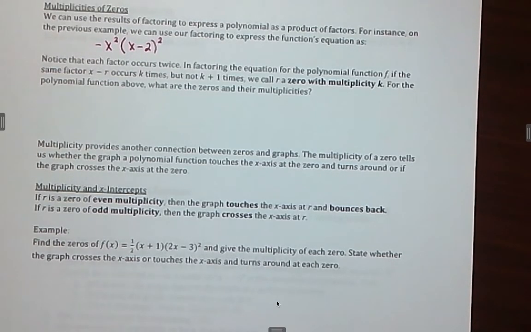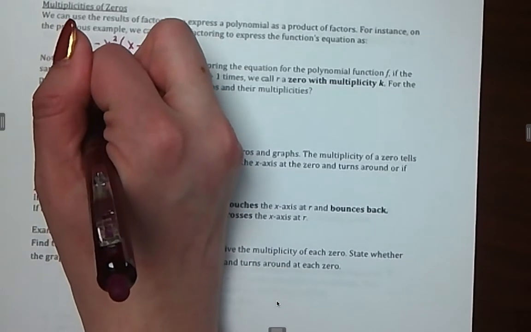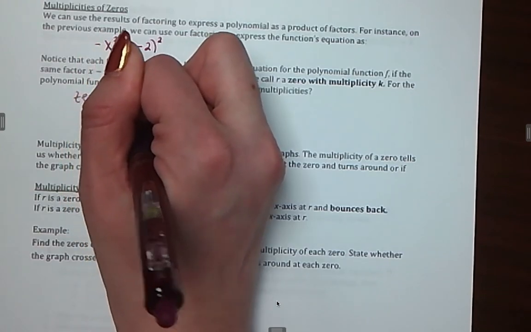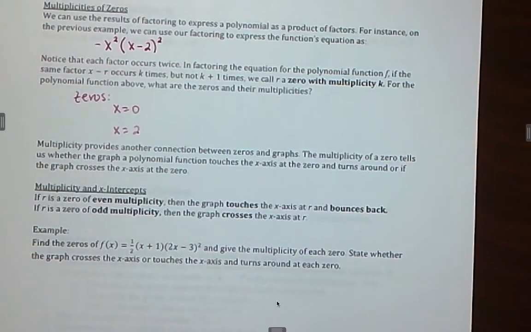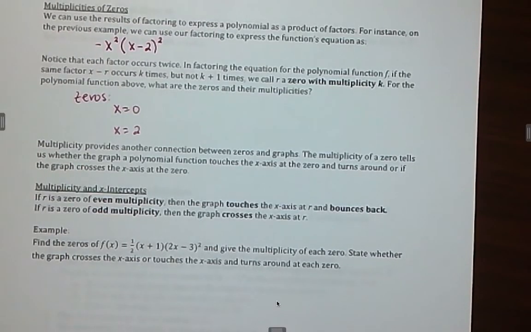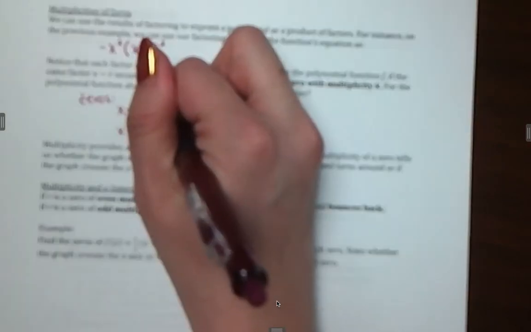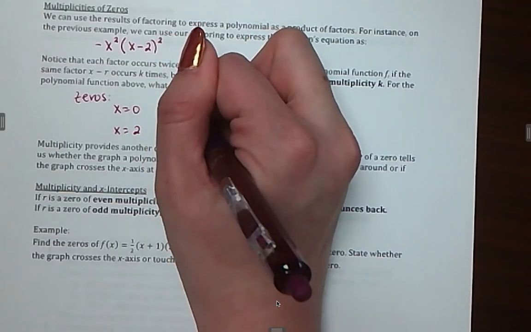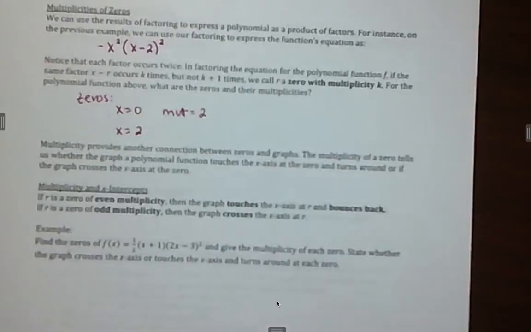So in the factored equation for the polynomial function f, if the same factor x minus r occurs k times, but not k plus 1 times, we call r a 0 with multiplicity k. So all that's saying is how many times does that 0 occur? So for the polynomial function above, we said the zeros were x equals 0 and x equals 2. Agree? Okay. So now the multiplicity of that 0, how many times did 0 occur? Twice. So the multiplicity is 2.